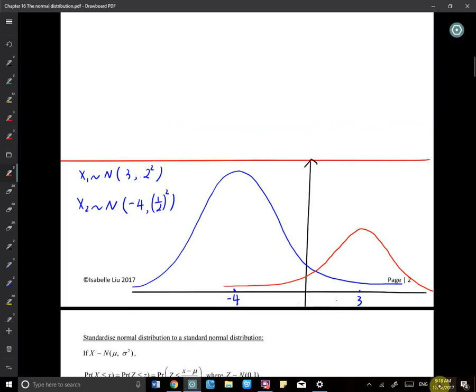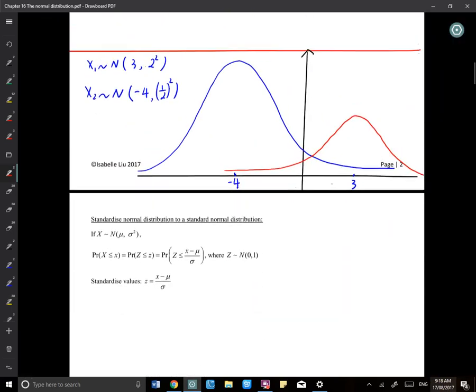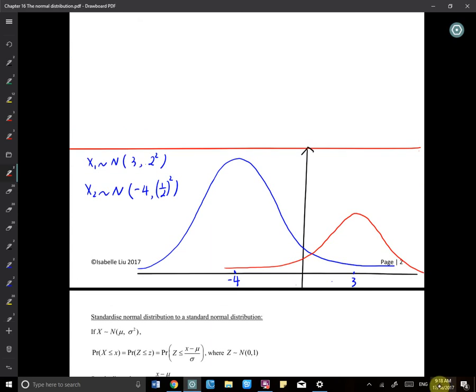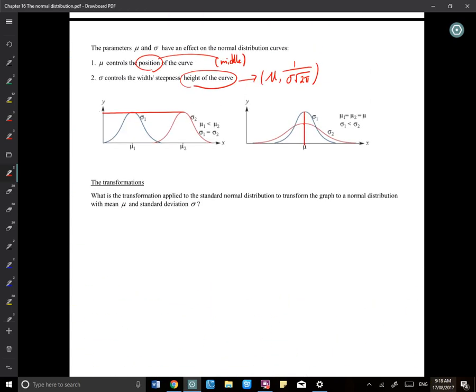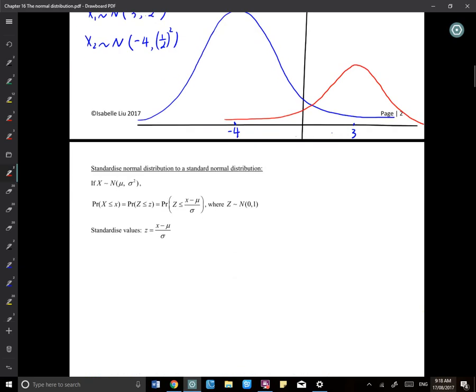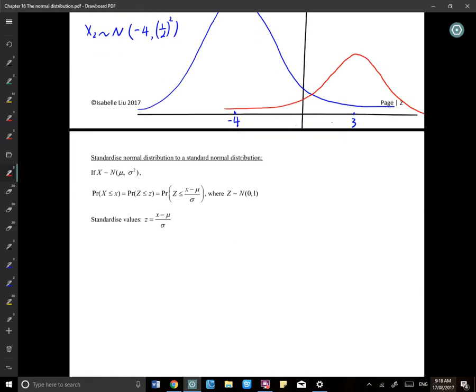So I'll just start my normal distribution here. Next week we'll start from the transformation and talk more about standardizing. I'll just give you a rough idea of what the normal distribution is, and we can continue with that next week.